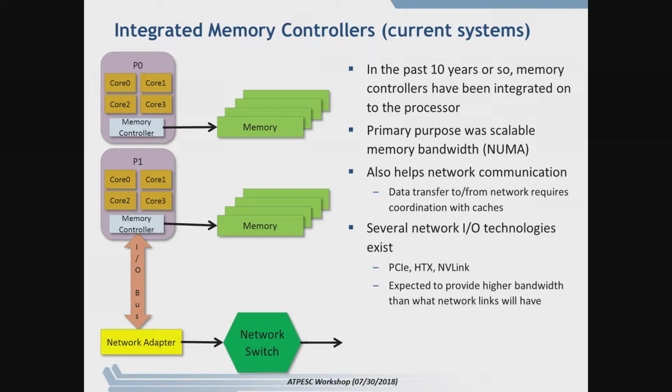But we still have this I/O bus here. So there's still this disconnect from the CPU to the network adapter, and there's obviously a number of technologies that are able to connect network adapters with the CPUs today. PCI Express is probably the most common, the one that you'll see with most adapters in systems today.